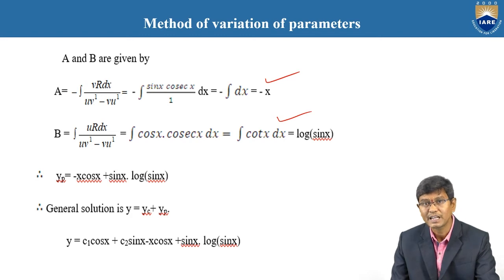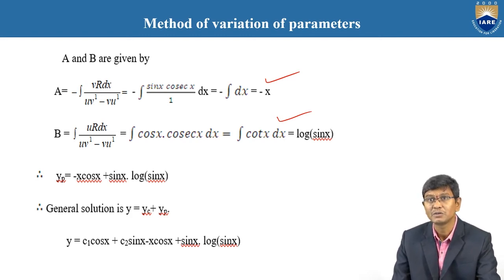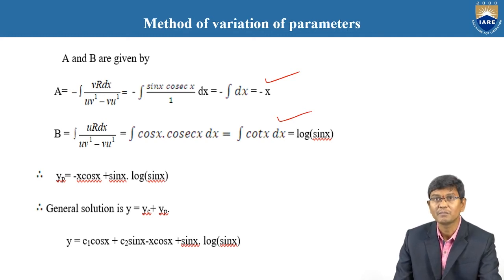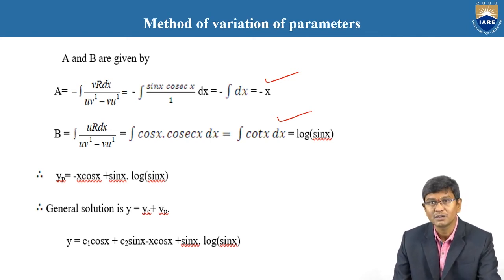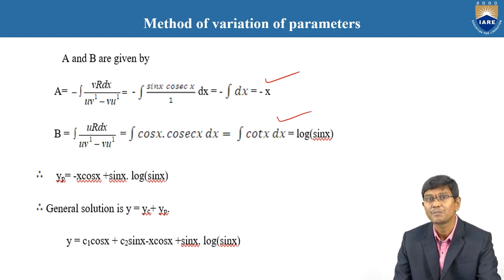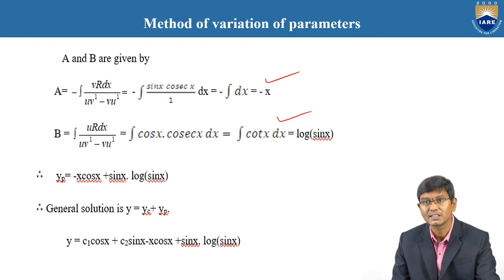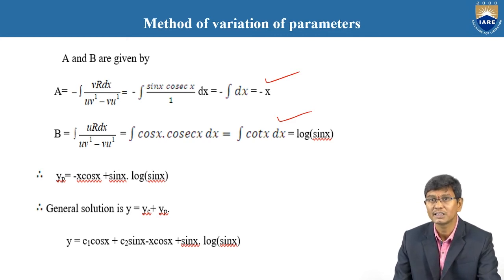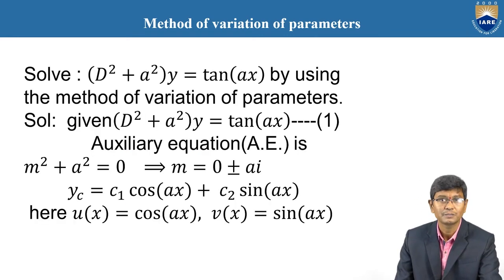Therefore, the particular integration using au plus bv is minus x into cos x plus x sin x minus sin x into log x. Therefore, the general solution of this given differential equation is the complementary function plus the particular integration: c1 into cos x plus c2 sin x plus sin x into log of sin x.